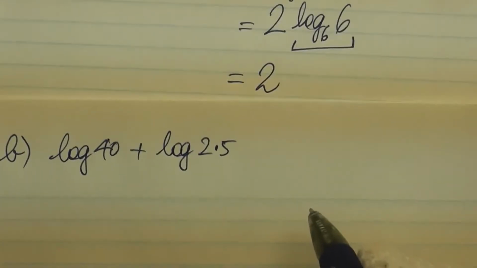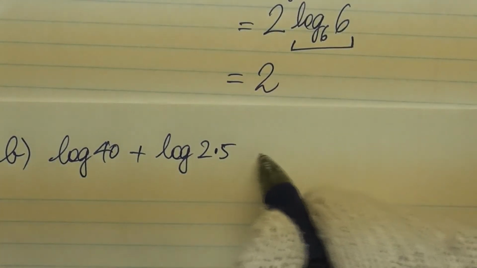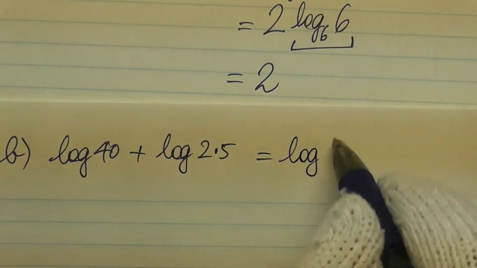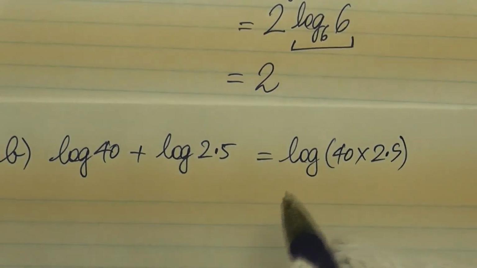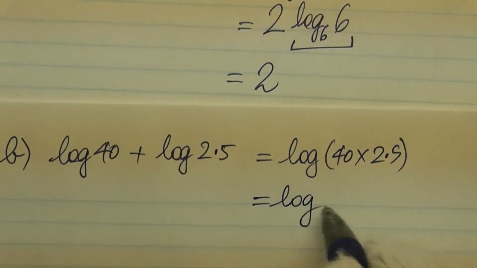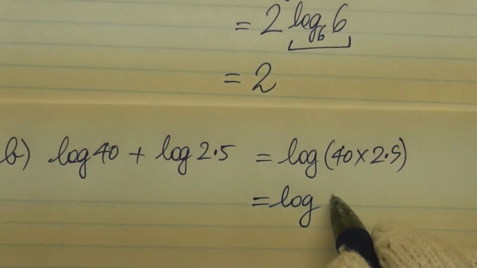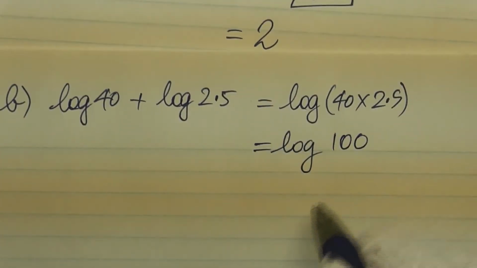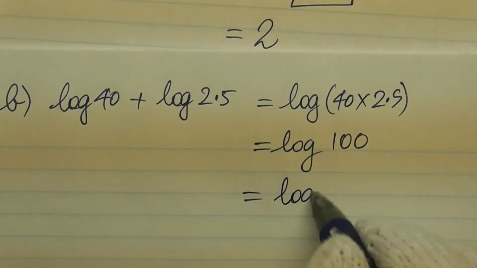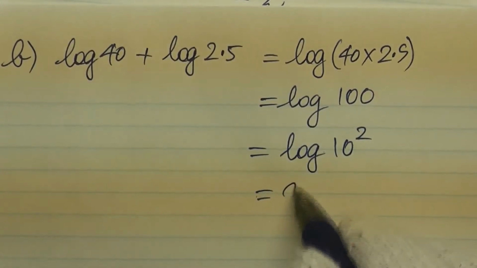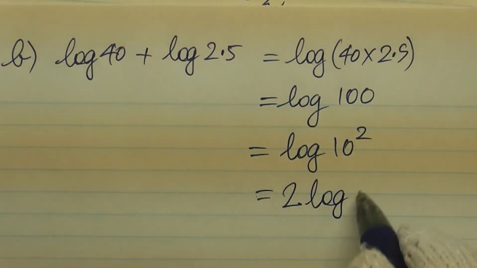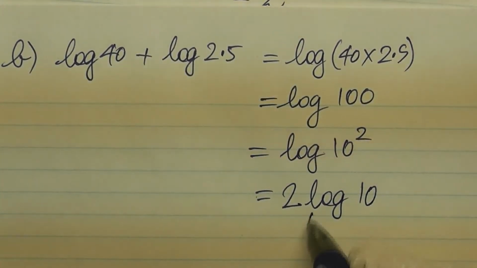So the next one is log 40 plus log 2.5. That's the same as log of 40 times 2.5, which is the same as log of 100. But 100 is nothing but 10 squared. 2 comes down, you've got common log of 10 is just 1.